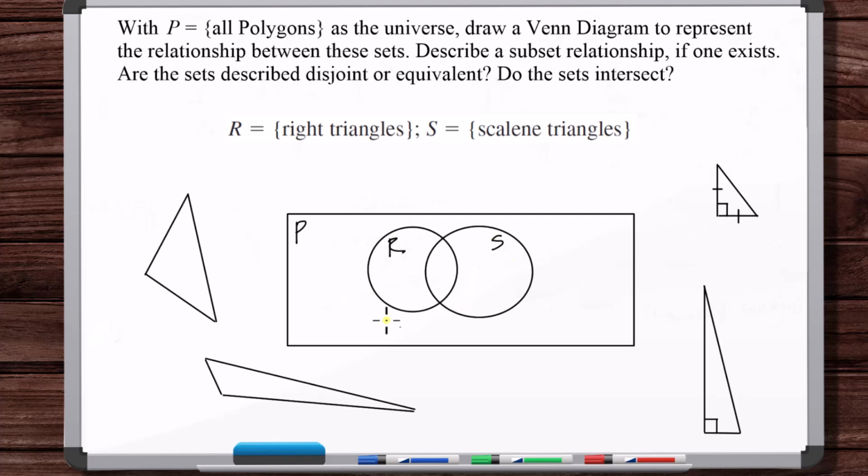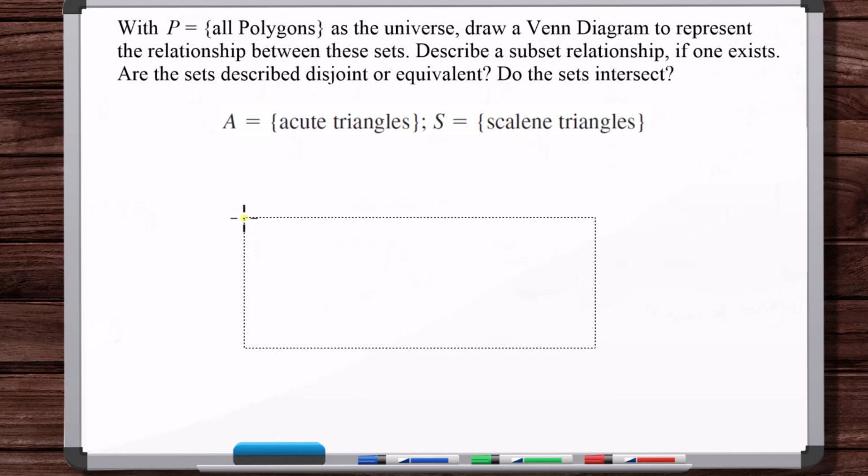But both of these are subsets of polygons. They're both subsets, but their relationship to each other is that they intersect. They're not equivalent. They're not disjoint. There's no subset relationship here. They just intersect.